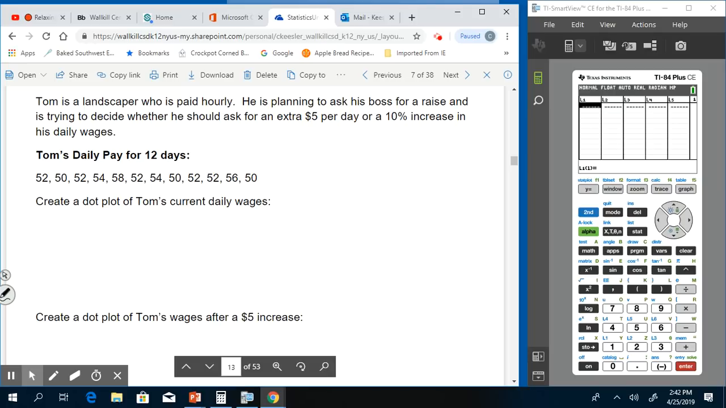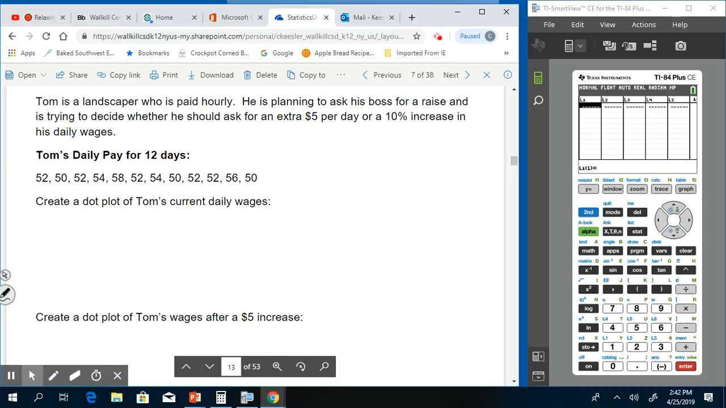Today we're going to look at a third way to display data so that you can discuss the distribution of the data like we've seen in box plots and histograms. But today we're going to be using what's called a dot plot. So in our example, we have Tom, a landscaper who's paid hourly.